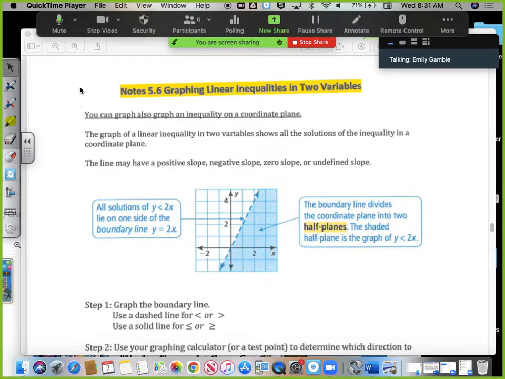Right, so in section 5.6, we are going to be graphing linear equations. And this is something different, something new that we have not seen yet this year. So every single thing we've been working with so far has mostly been an equation, meaning that we have an equal sign. So we were graphing equations like y equals 2x plus 1. We were looking at systems of equations, like looking when these two lines intersect. But now we're going to be looking at not linear equations, but they're called linear inequalities.